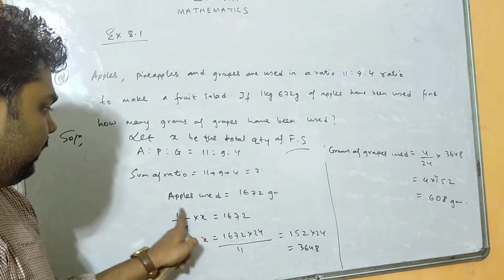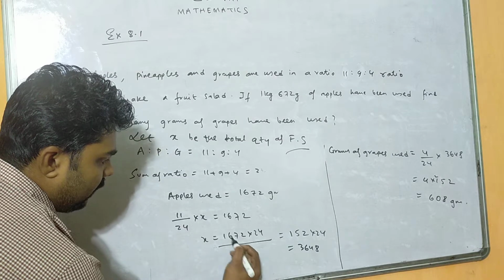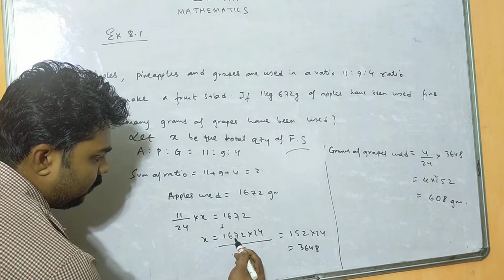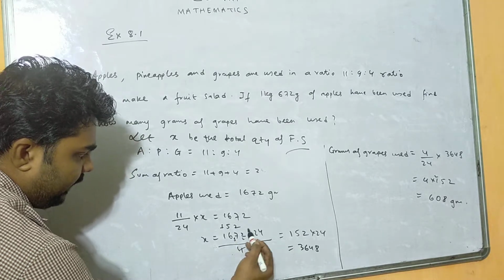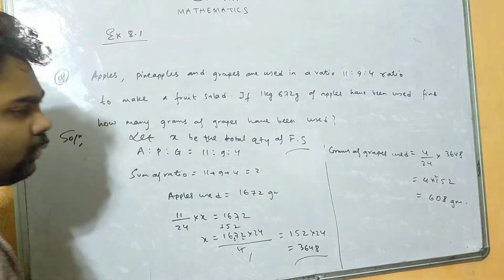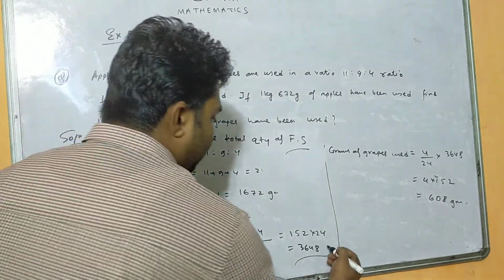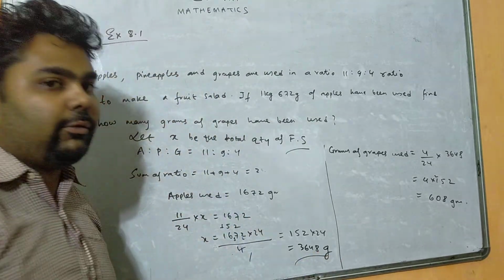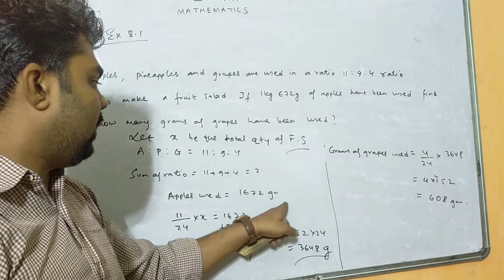So if we cross multiply, 11 ones are 11. If I cancel this, 11 ones are 11. So 5 will be, 11 fives are 55. 11 twos are 22. So by 152 this will get cancelled. 152 into 24 is 3648. Okay. So this is the total quantity of fruit salad. This much gram. That means 3 kg 648 gram is the total fruit salad. Okay. In which 1672 gram was apple.